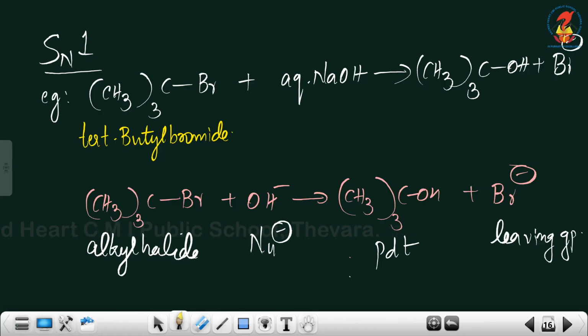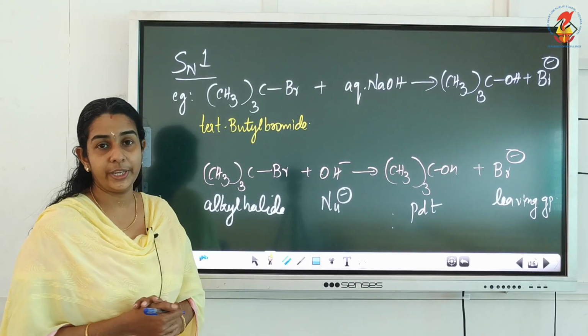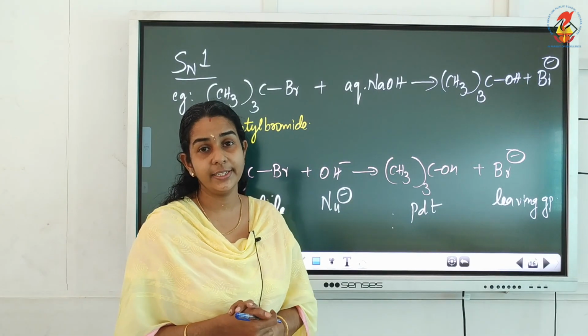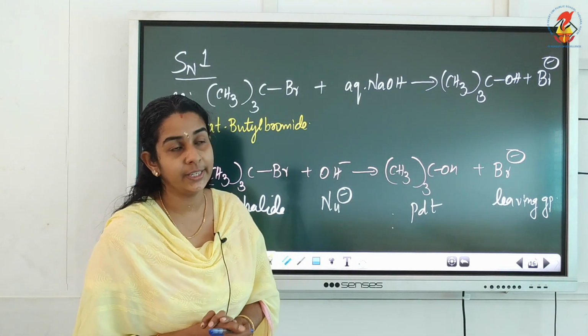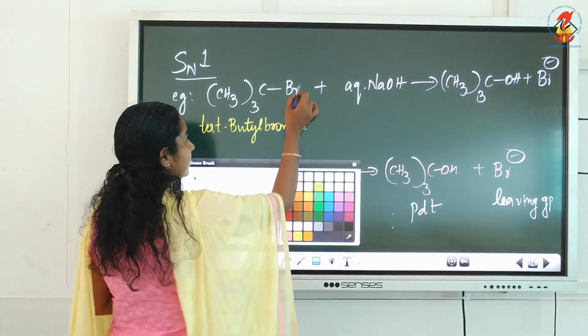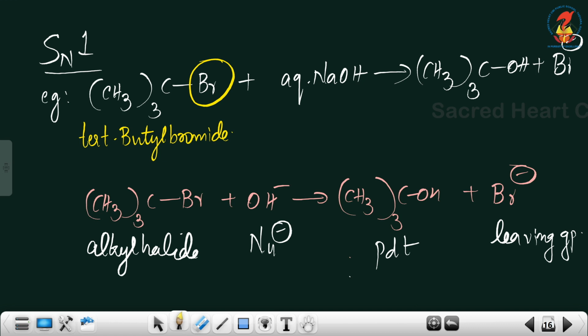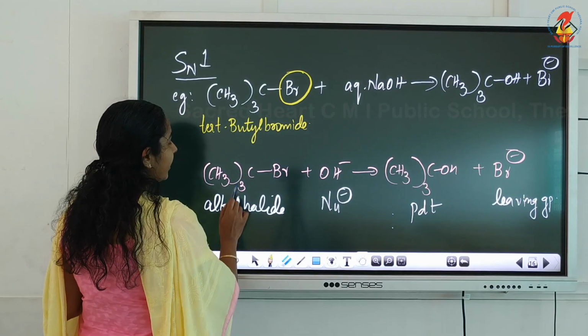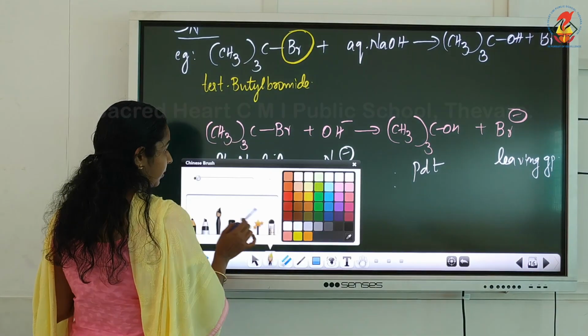So, in order to study the SN1 mechanism, I have taken a tertiary halide. For example, tertiary butyl bromide is taken. It is treated with aqueous NaOH. We know that the nucleophile present in aqueous NaOH is OH minus. So, what happens in (CH3)3CBr? Yes, this Br will be replaced by OH. So, we get (CH3)3COH and Br minus.